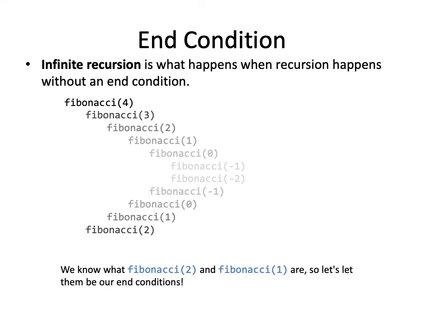So how do we do that? Well, in the case of the Fibonacci sequence, we know the two starting values. We know Fibonacci 1 is equal to 0, and Fibonacci with n equals 2 is equal to 1. Fibonacci 1 is 0, Fibonacci 2 is 1. From those two starting points, we can calculate all of the rest of the Fibonacci sequence. Those are our end conditions. If we ever hit Fibonacci with n equals 2, or Fibonacci with n equals 1, we can stop and just return the value that we know those functions have. We don't have to try to calculate them recursively.